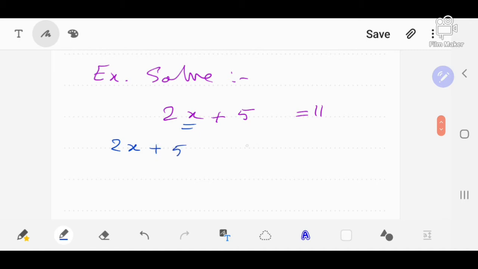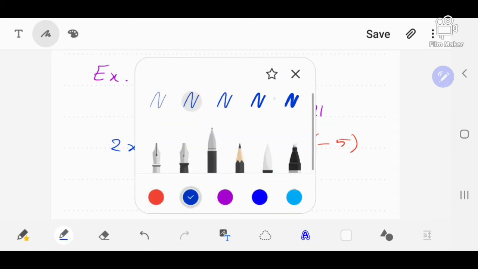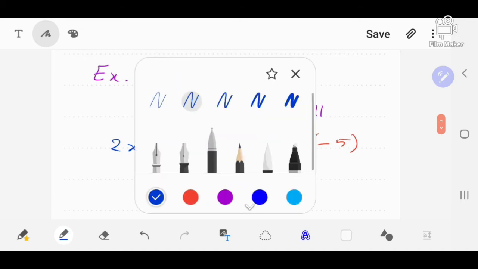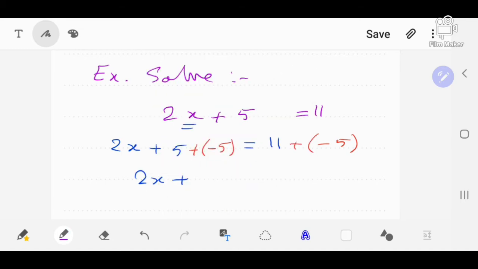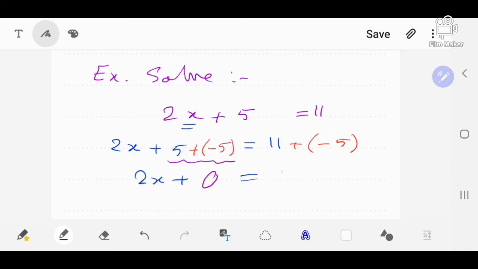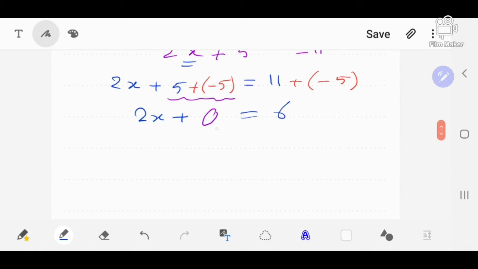The first thing to be done is to get rid of the 5 by adding its additive inverse. So by adding its additive inverse, what would I get? Here, I will be left with 2x plus the number and its inverse, which should give me the identity of addition, which is 0. And that will be equal to 11 plus negative 5, which is 6. Now, as we said, anything with the identity remains the same. So this is 2x equals 6.